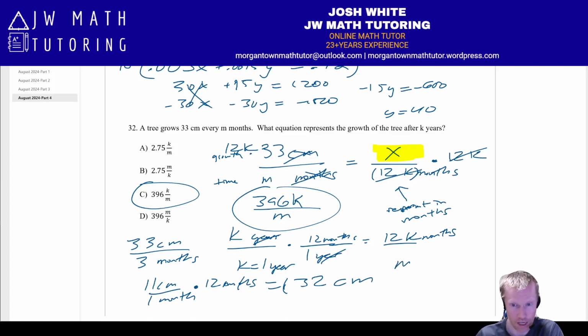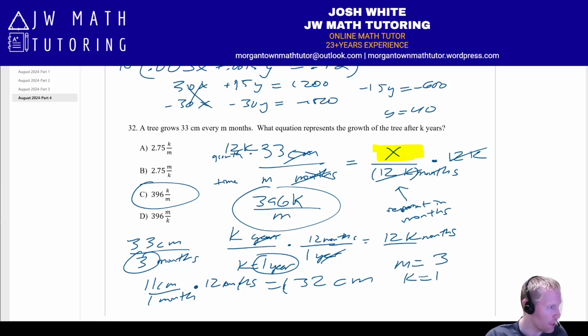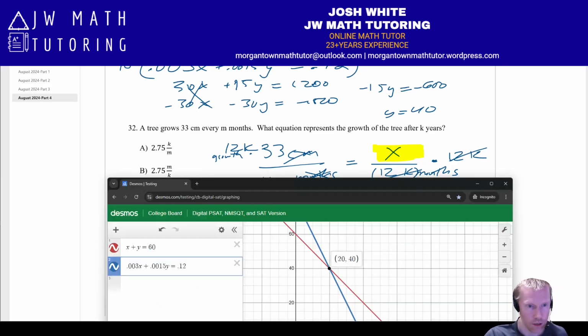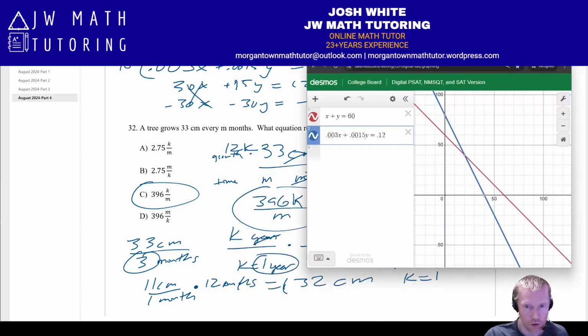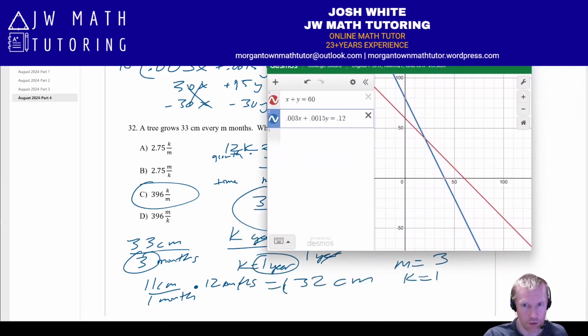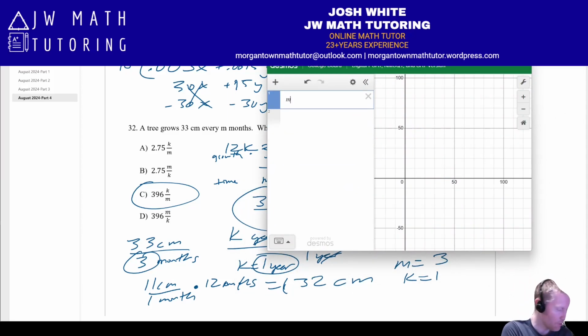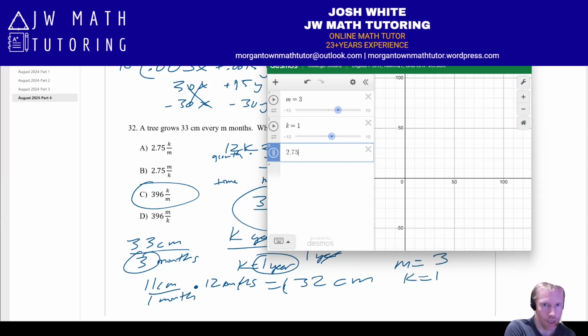Again, I set m equal to 3 and I chose k equal to 1. Here's my m, here's my k. Now what I'm going to do is just go to the answer choices and plug in m and k, and I'm looking for the answer choice that will give me 132 as my answer. It's going to be so much easier to do this by just defining m and k as 3 and 1 and then just typing in each thing.